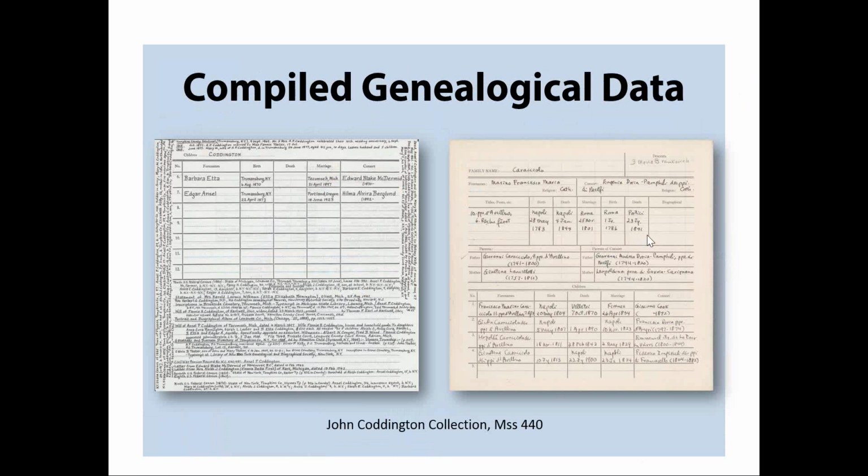This slide shows another common format for compiled genealogical data, the family group sheet. Both examples are from the John Coddington collection. John Coddington, often called the Dean of American Genealogists, was a co-founder of the American Society of Genealogists and author of more than 175 genealogical articles and a renowned lecturer. Fluent in French, German, Italian, and Spanish, and with a working knowledge of several other languages, Coddington conducted historical and genealogical research in local repositories throughout Europe and beyond.